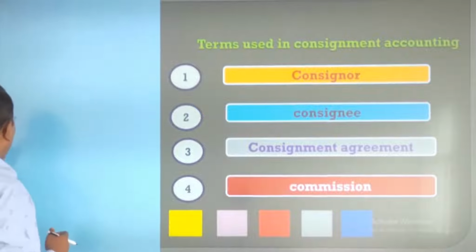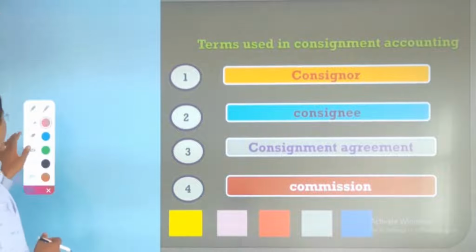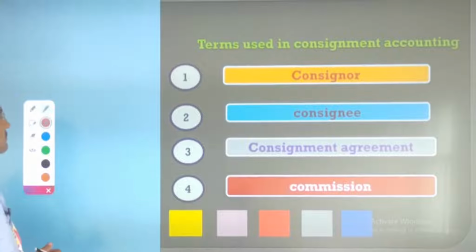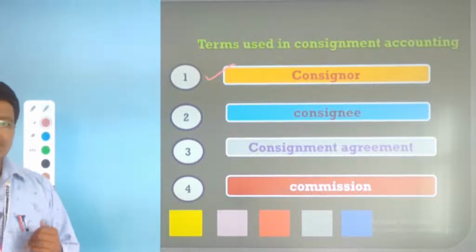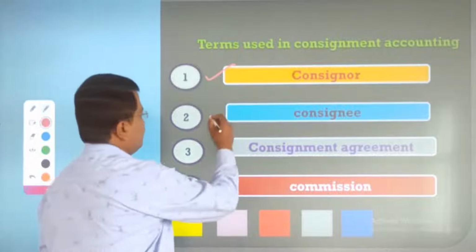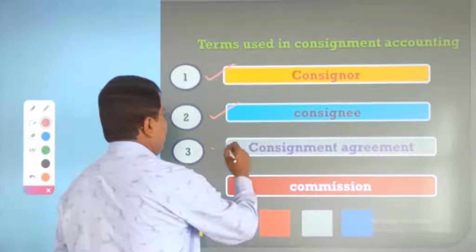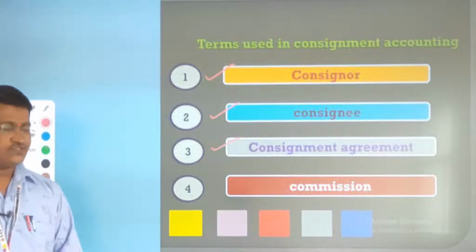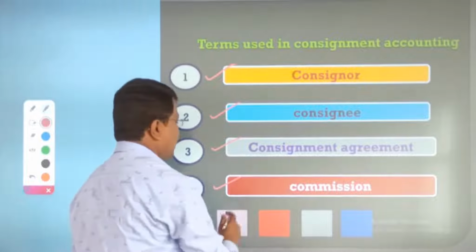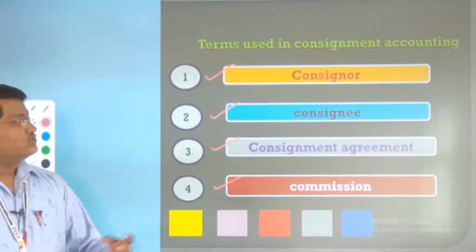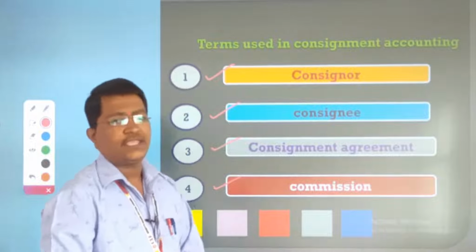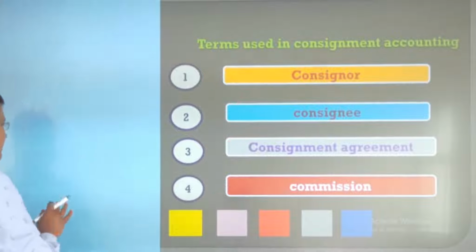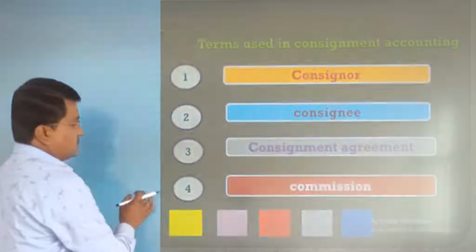commission. So in this slide we learn four terms, right? First we should learn the meaning of consignor, who is consignor we should know. Then consignee, who is consignee. Next, what is meant by consignment agreement. Next, what is the meaning of commission in consignment. So these four terms. Still more terms are there, that also we can give a glance now. So next we move for the next terms, right?